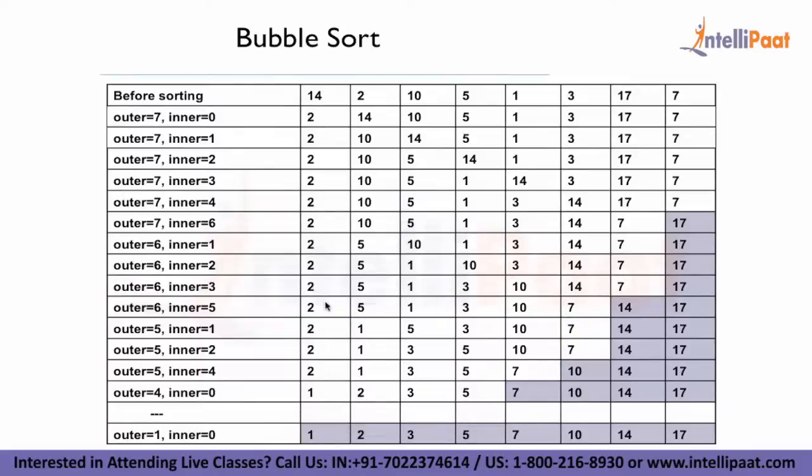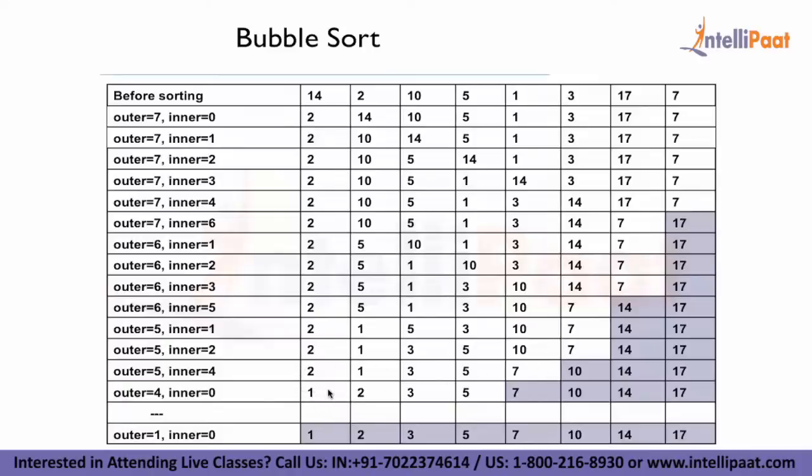Again we'll continue with 2. 2 compares with 5. There won't be anything to do because 2 is less than 5. 5 compare with 1. 5 is greater, so 1 and 5 are interchanged. 5 compare with 3. 5 is greater, so 3 and 5 are interchanged. 5 compare with 10. No result. 10 compare with 7. 7 is lesser than 10, so we'll swap 7 and 10. So this portion is the unsorted array.